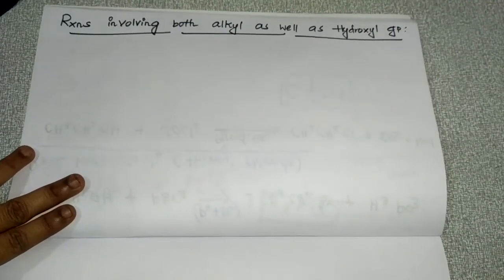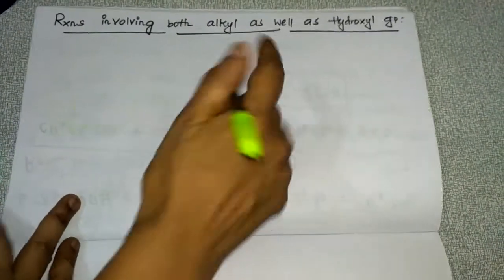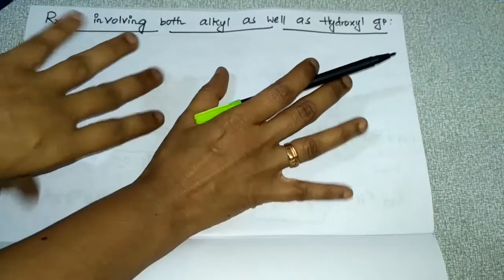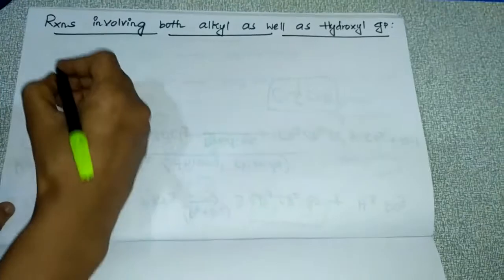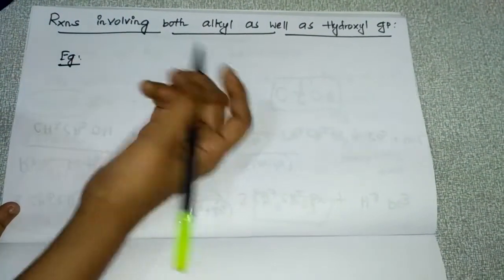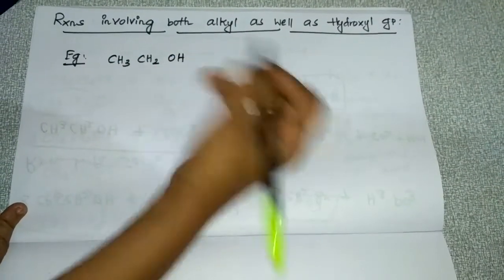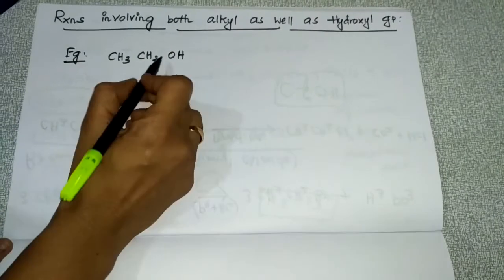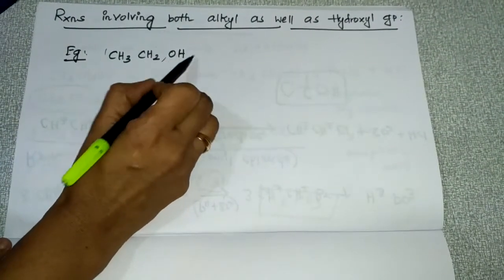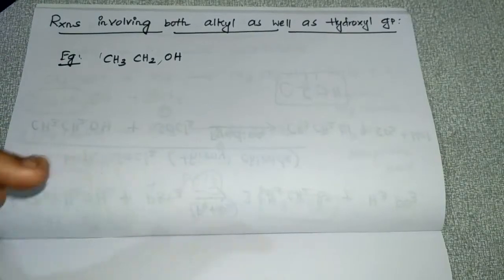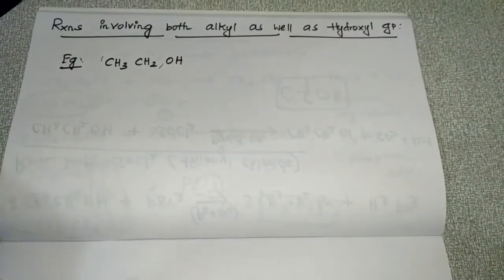In this video, we are going to discuss reactions involving both alkyl as well as hydroxyl group. For example, if I am taking ethanol, CH3CH2OH, here the alkyl group as well as the hydroxyl group both will be involved in the reaction. We can say the whole alcohol will participate in the reaction. So that is what reactions involving both alkyl as well as hydroxyl group.